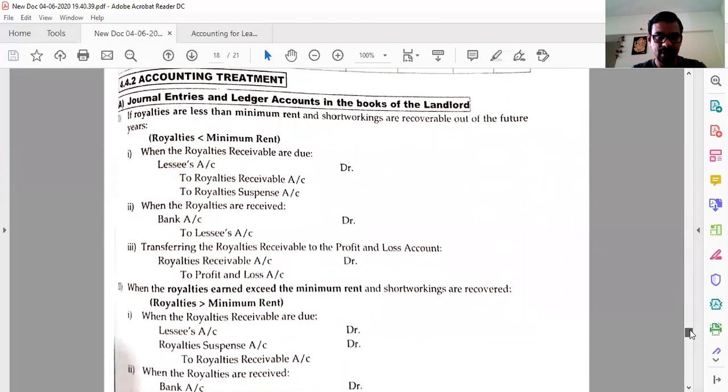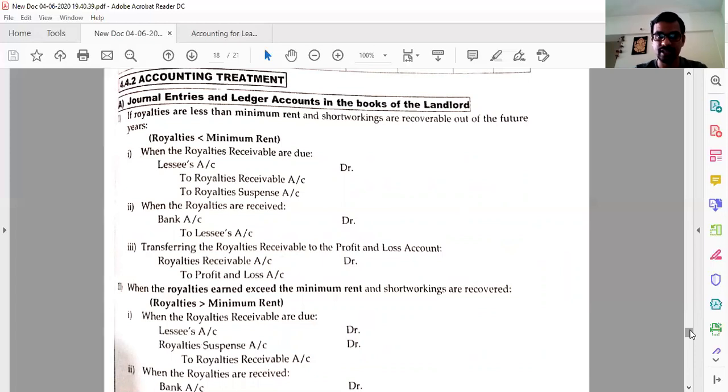Okay. Now we have to look at the entries recorded for the accounting treatment of the royalty. First of all, journal entries in the books of the landlord. So the first condition: if royalties are less than minimum rent and short workings are recoverable out of future years, at that time these entries are recorded in the books of the landlord or lessor.